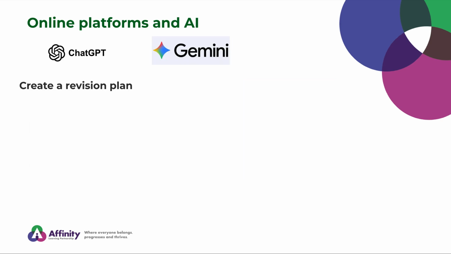In terms of AI, we can use things like ChatGPT, Google Gemini and other AI platforms to create a revision plan really, really quickly. So in terms of a revision plan, you put in the things that you want to include, and it will return it within about 30 seconds. So it's really good. It's really adaptable.